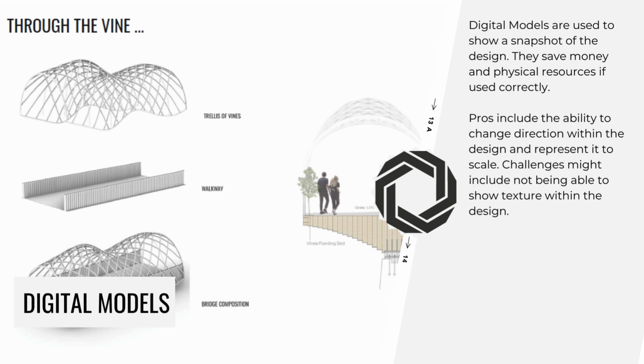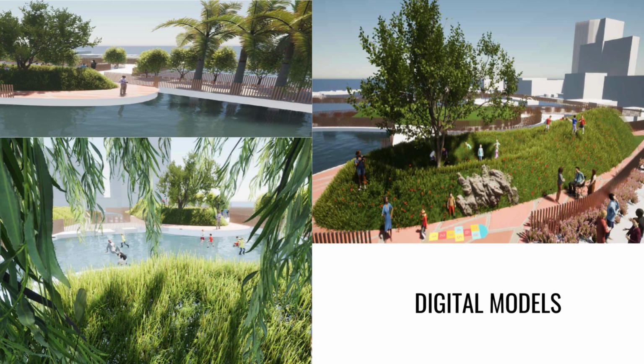I also want to address making digital models. Digital models are a snapshot of the design. Digital models are a good tool to use if you want to show a visualization of the final stages of a design. And it's super important to use a digital model the correct way because sometimes it's just a vision and then sometimes it's an actual representation of what might occur when a design is finalized.